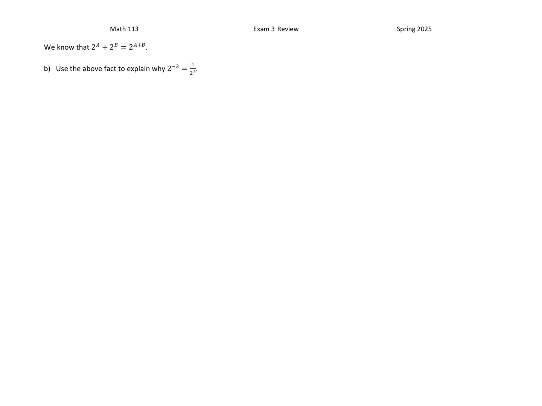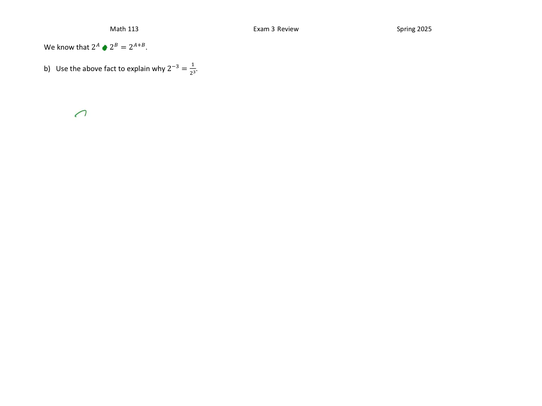Okay, we know that 2 to the a times 2 to the b is 2 to the a plus b. Use the above fact to explain why 2 to the negative 3 is 1 over 2 cubed. Okay, well, 2 to the a times 2 to the b equals 2 to the a plus b.